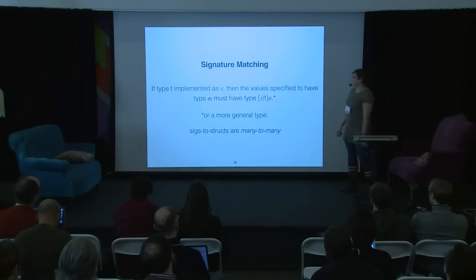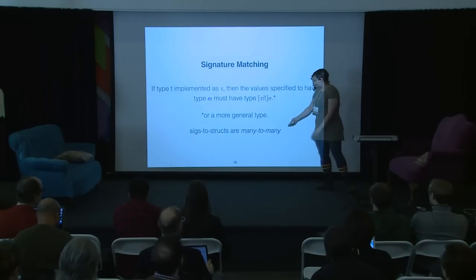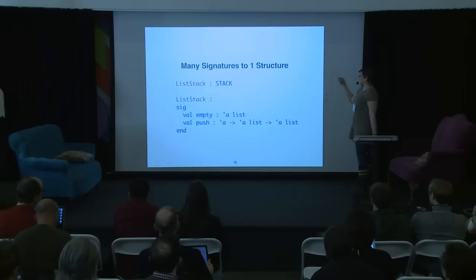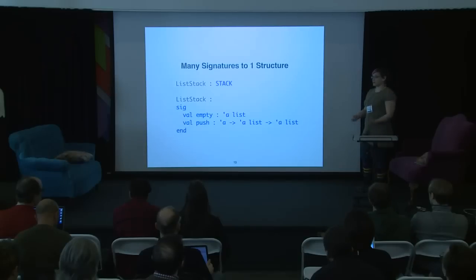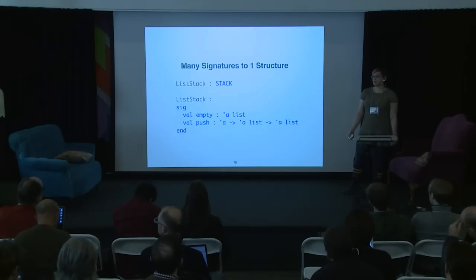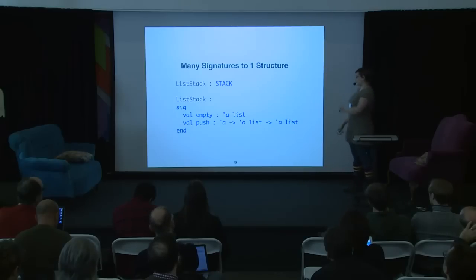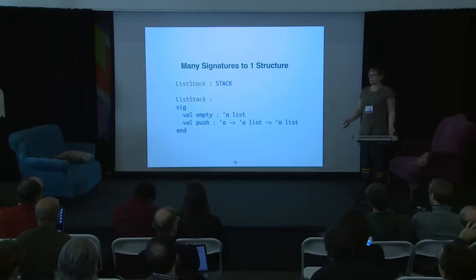And the important thing to notice about the relationship between signatures and structures is that it's many to many. In particular, you can have many signatures to one structure via this kind of subtyping relationship. For example, this list stack implementation matches the stack signature, but it also matches a more minimal signature where you only say that there's an empty and a push, and you even specifically refer to alpha list as your type rather than having an abstract type that's being instantiated.